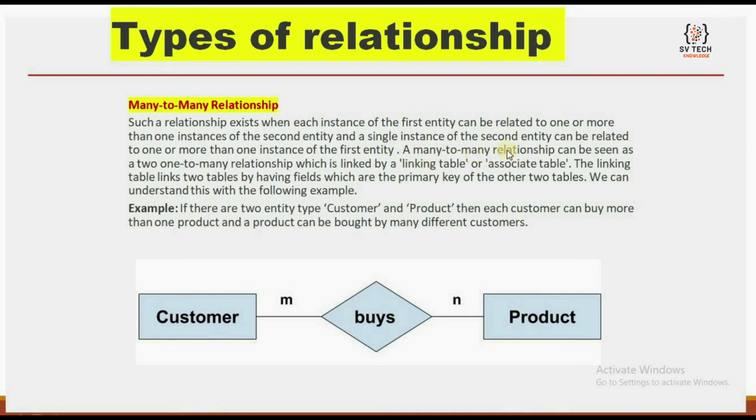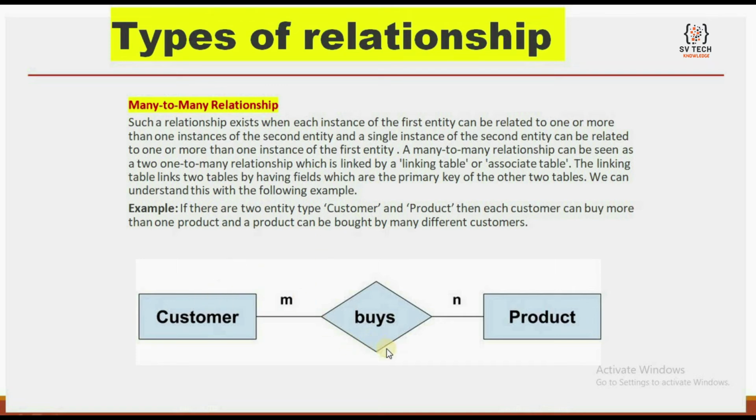A many to many relationship can be seen as two one to many relationships, which is linked by a linking table or associate table. The linking table links two tables by having fields which are the primary keys of the other two tables. We can understand this with the following example.